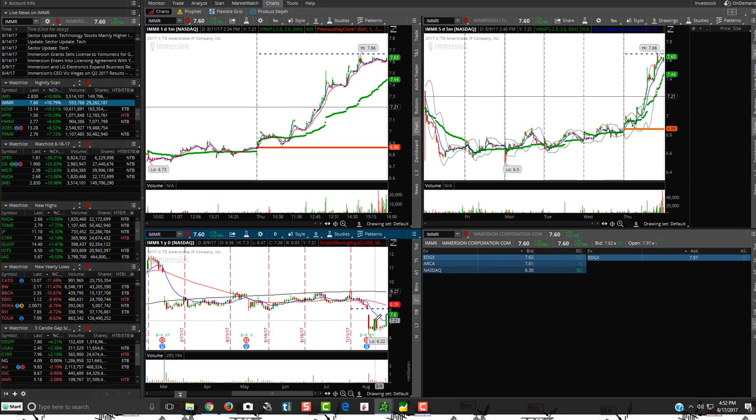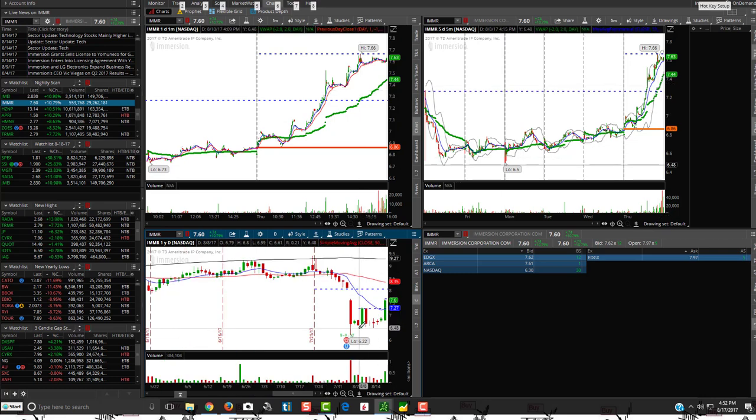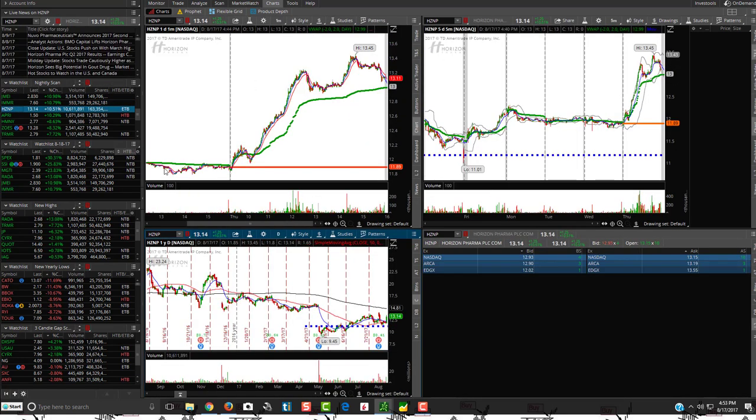Now be careful. There is some support really right at the 13 EMA and the 7. What is that? Right around 7.30-ish. So see if it fills the gap or comes back down. Not a lot of volume, so I don't love it, but keep an eye on it to play either way. IMMR.